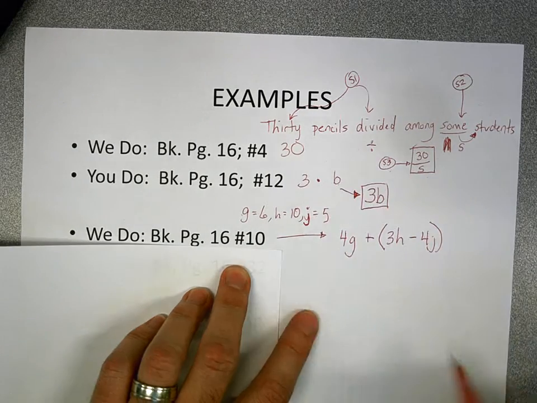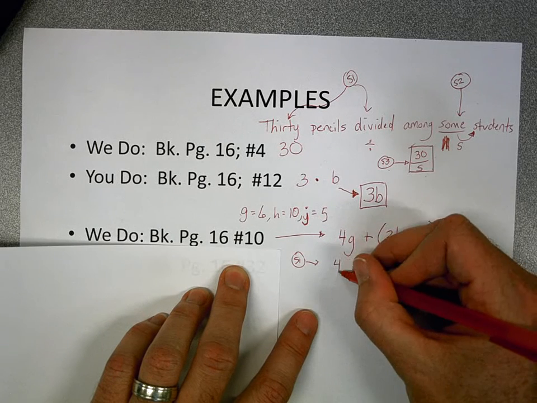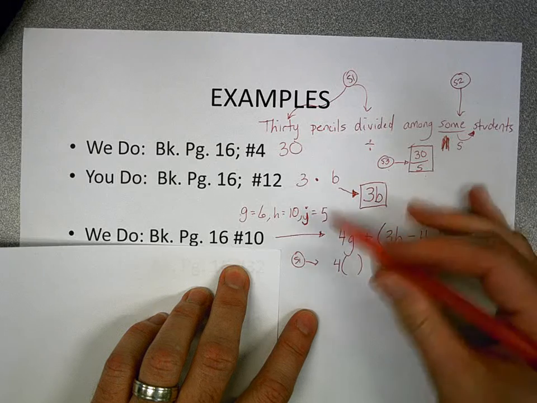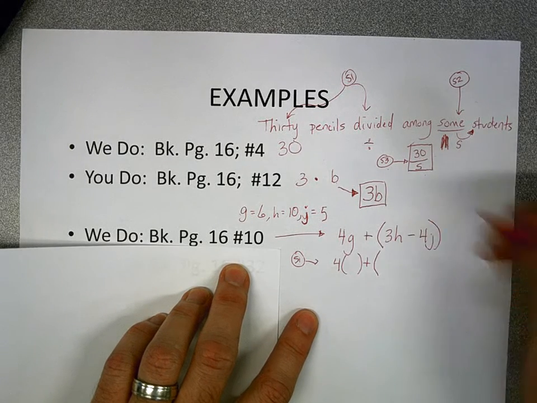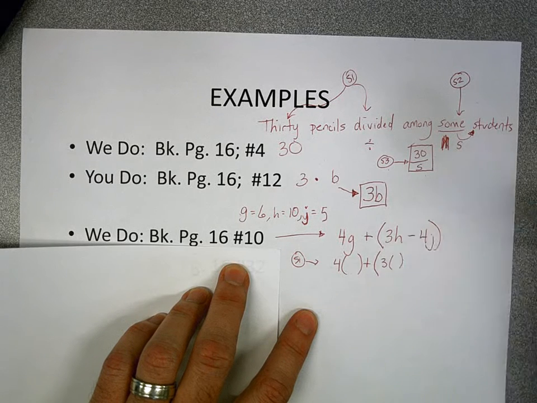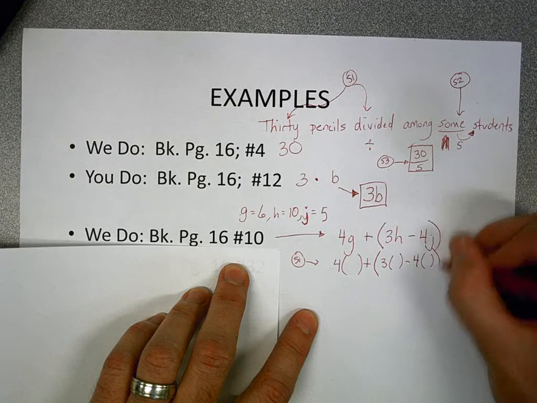The very first step, step 1, is I'm going to go ahead and rewrite this problem, but instead I'm going to put parentheses where all the variables are. So instead of 4g, it's 4 parentheses plus, first set of parentheses here in this one, 3. Now an inner set of parentheses where the h is, minus 4, and parentheses where the j is.